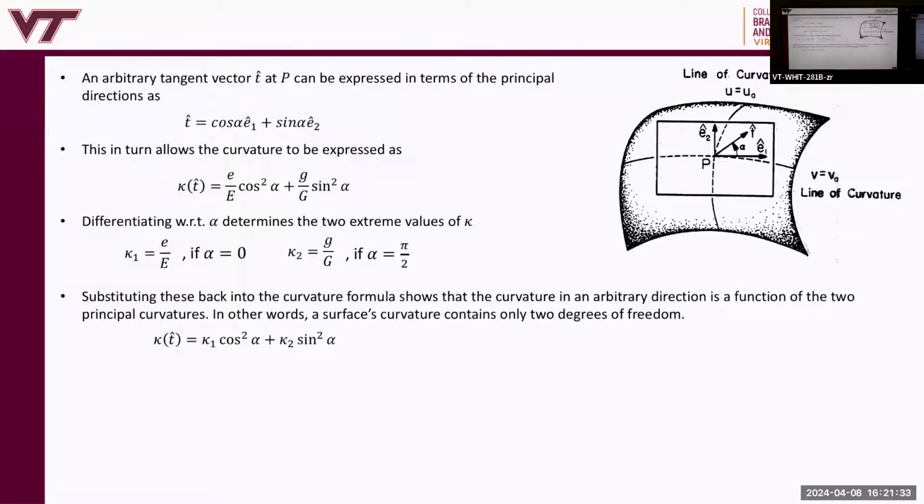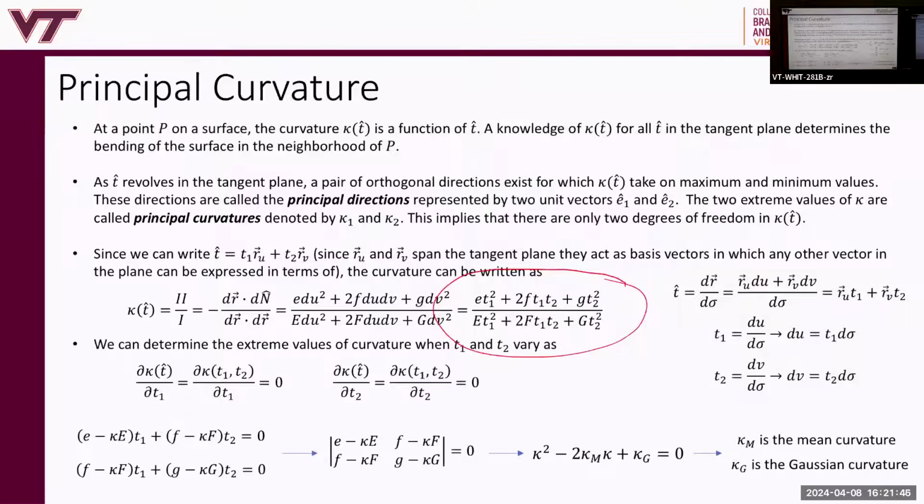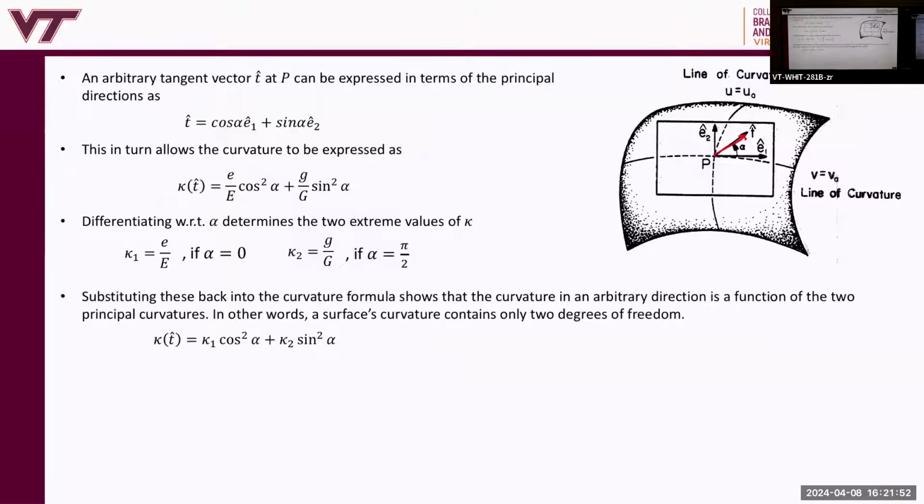Okay, so we can also take an arbitrary tangent vector t at P, and we can parameterize it in terms of the principal directions now. So we choose a new basis here. Before, what basis did we use? We used r_u and r_v as the basis, but now we're going to choose the principal bases. So t hat is now in terms of the principal bases. Why are the principal bases useful? Because they're orthogonal. So then we have just this parameterization, cosine alpha e1 plus sine alpha e2.